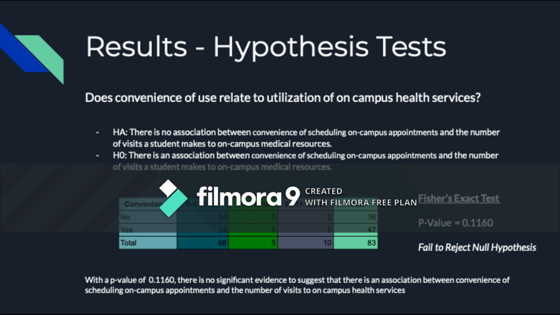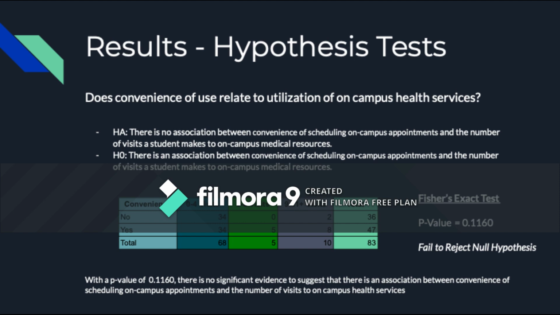Continuing to address our third research question of whether or not convenience of use relates to the utilization of on-campus health services, we looked at the relationship between convenience and the number of visits to on-campus health services. Our independent variable was convenience, again given as a yes or a no, and our dependent variable was the number of visits, broken down into categories of 0 to 4 visits, 5 to 8 visits, or 9 to 11 and more visits.